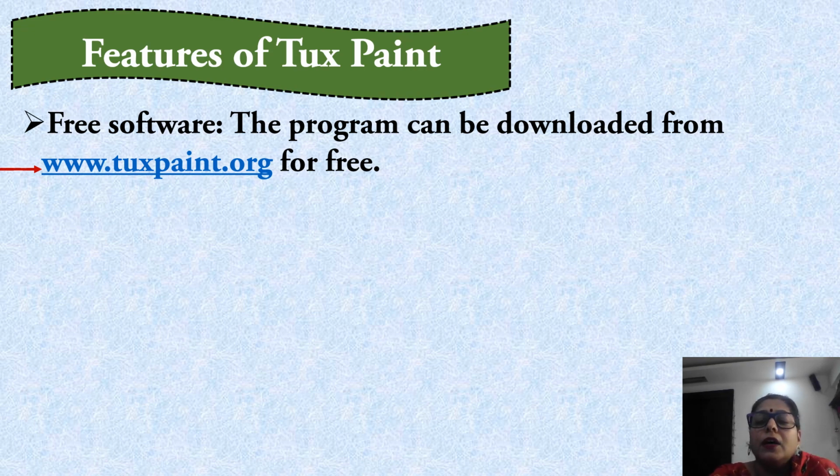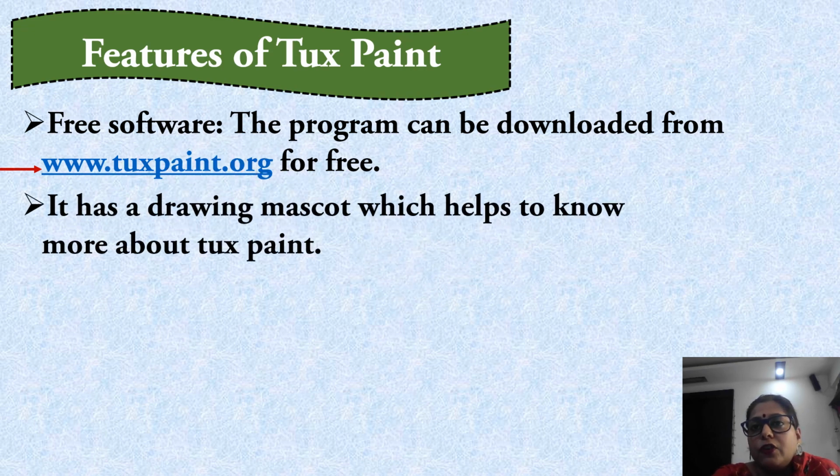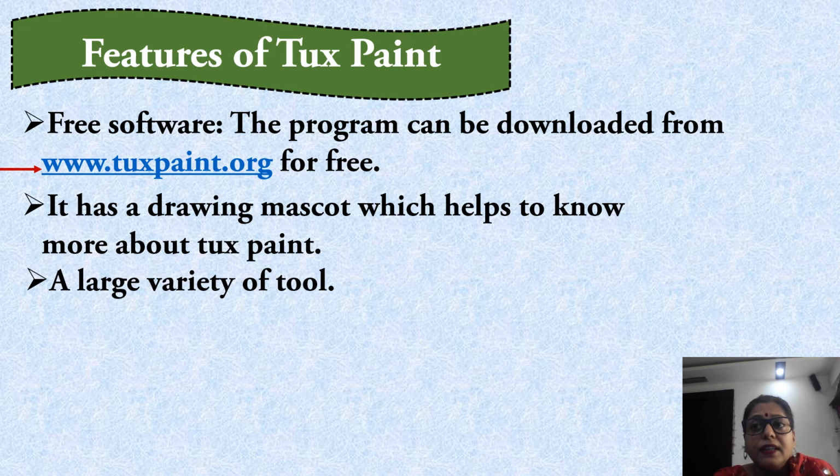Understand? Now, the second feature of Tux Paint is that it has a drawing mascot, which helps you to know more about Tux Paint. It means the drawing mascot guides the student about how to draw and how to use the program. It is like a guideline for the user. Drawing mascot.